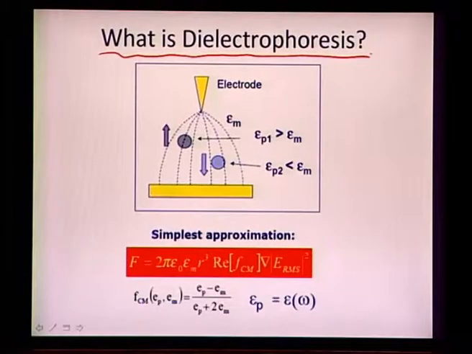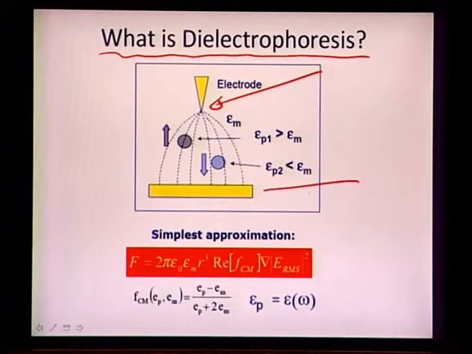It is the polarization of neutral particles when you flow through a non-uniform electric field, and this polarization would result in forces where, depending on the relative permittivity of the particle with respect to the media, the particle may either go towards the high field zone or towards the low field zone. Now, this here is an illustration.